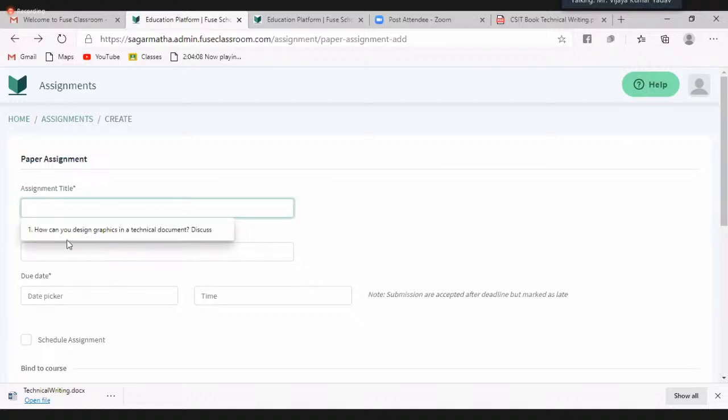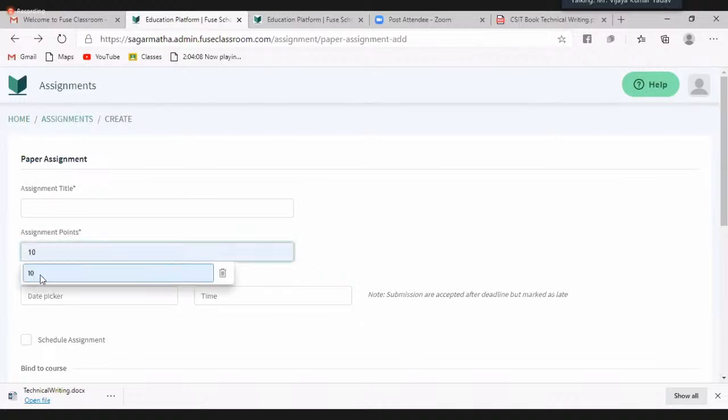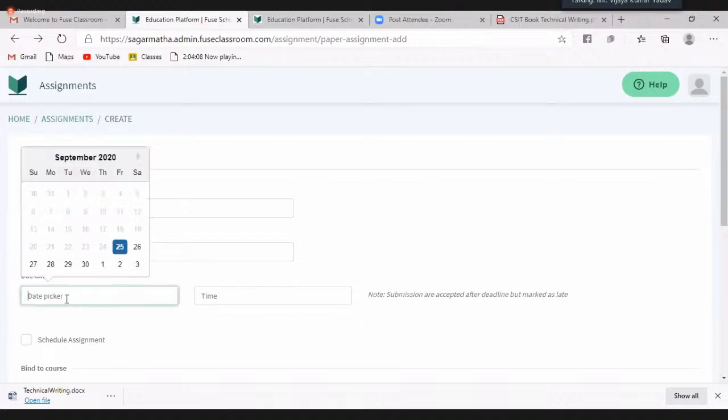See, how can you design graphics in a technical document? Discuss. This is the question. We can see if it works or not. See, how can we design graphics in a technical document? And then here, assignment points 10. See, it is here. And then the due date is not given, I think.